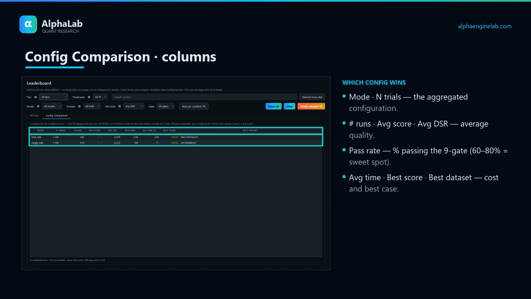Average time is the average time per run, which together with the score gives you the ROI, score gain per minute of compute. And best score with best dataset tell you the best result of that configuration and on which pair and time frame it was achieved. In the footer, you'll see the summary: number of configurations, total runs, and which is the best configuration by average score. Altogether, this tab helps you decide how many trials to use in your next sweeps.